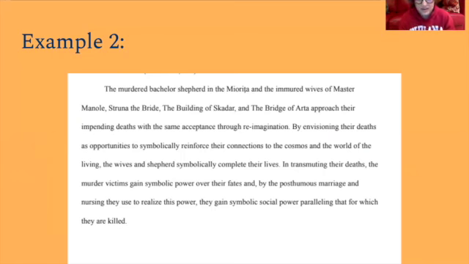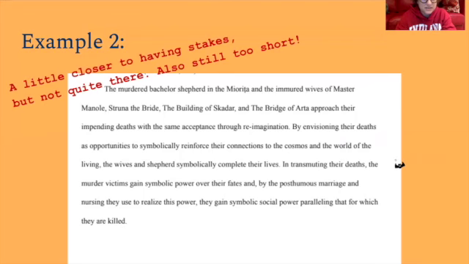But it's still very short, and I'm still not pushing far enough with the stakes. Here I end this conclusion by saying that these figures gain symbolic power, paralyzing the social power for which they are killed. That's actually a fairly strong claim, but I could talk a lot more about why that matters and how that shapes one's approach to reading these folk stories. And I don't do that, and so it's not satisfactory. It could go farther, both in terms of length and in terms of stakes, even if it feels like there's a little less missing.